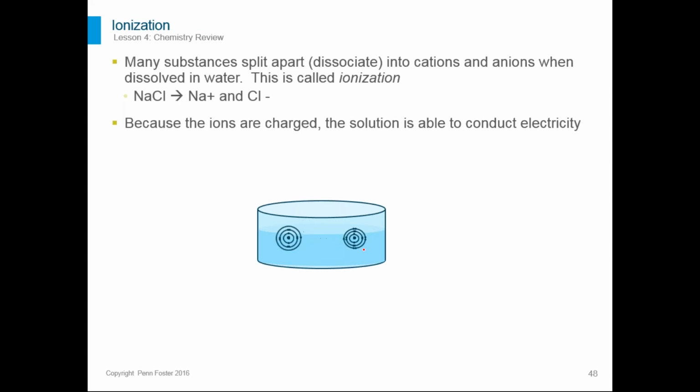So many substances split apart into cations and anions when they're dissolved in water. This is called ionization. So a good simple example of this is table salt, sodium chloride. If you put it into water, it breaks apart into a sodium ion and a chlorine ion. And because these ions are charged, you've got positive sodium ions and negative chlorine ions. Now the solution is able to conduct electricity.